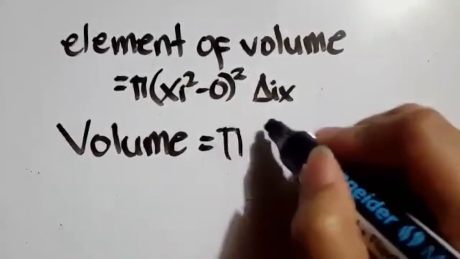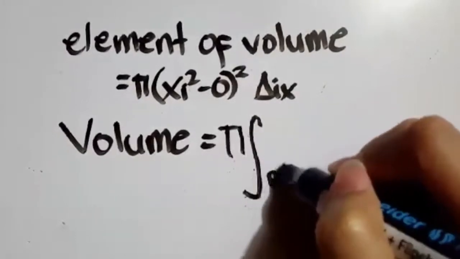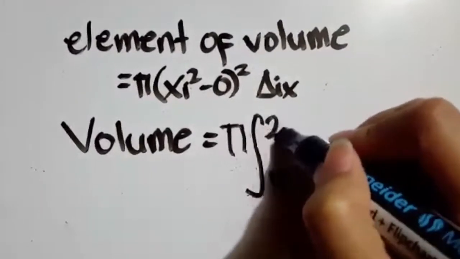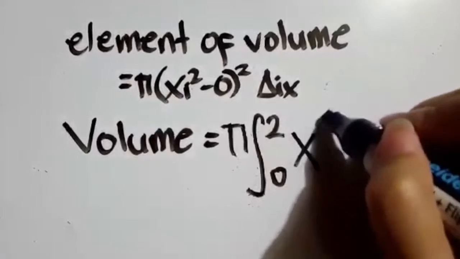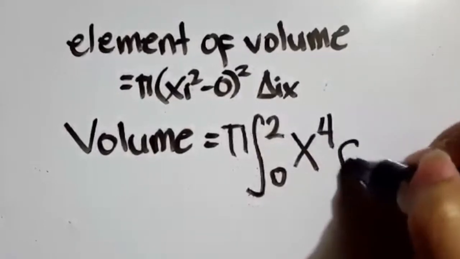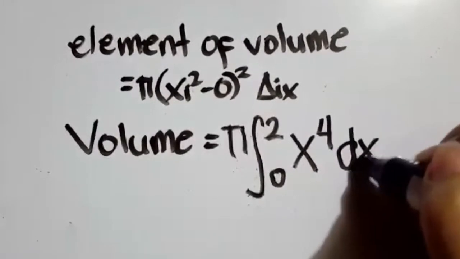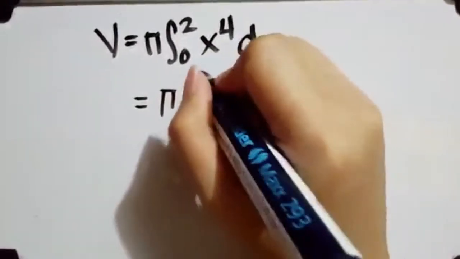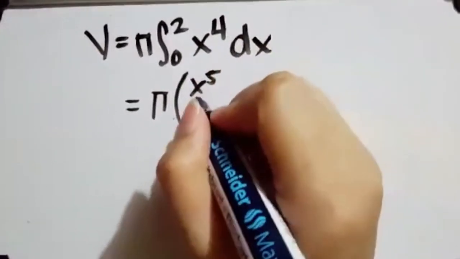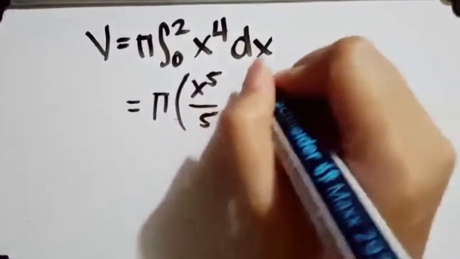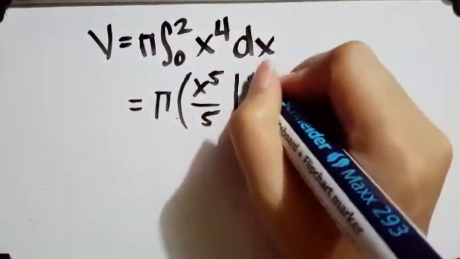So, once we've simplified this, we can then integrate between the limits x equals 0 and x equals 2. So that's pi times the integral of x to the 4th dx from 0 to 2. When we integrate that, it becomes pi times x to the 5th over 5, evaluated from 0 to 2.